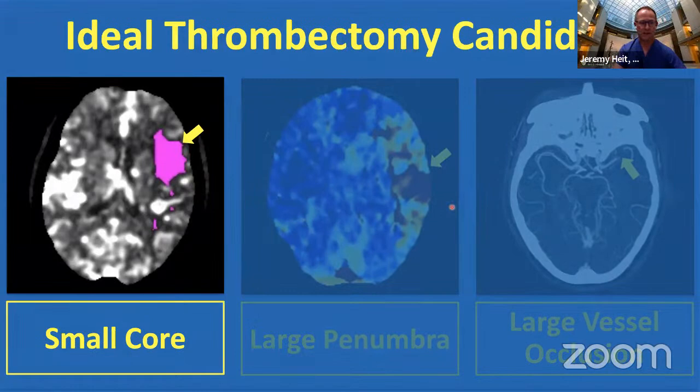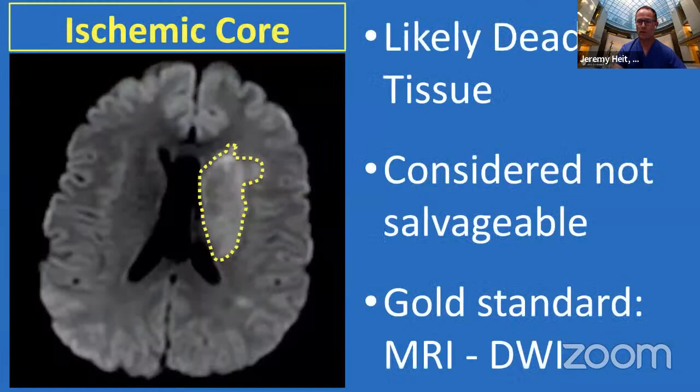So we mentioned the ischemic core. We think this is the tissue that's likely irreversibly dead. We don't think we can save it. Even if we restore blood flow to this brain, it's dead, it's gone, it's not going to come back. And this is a diffusion-weighted image from an MRI, and this is the gold standard, right? This is the best we've got right now to image the ischemic core. It is much easier to see the core on a DWI image than it is on any CT scan. But CT perfusion helps to get us close.